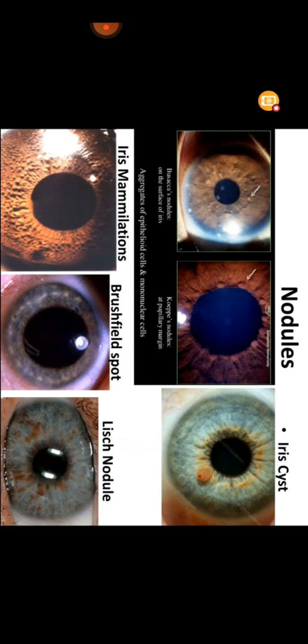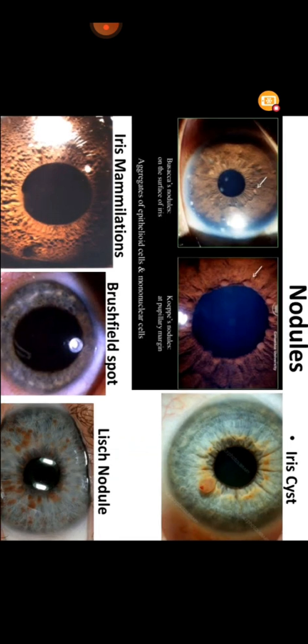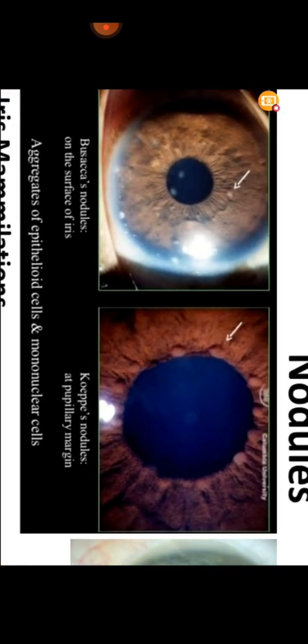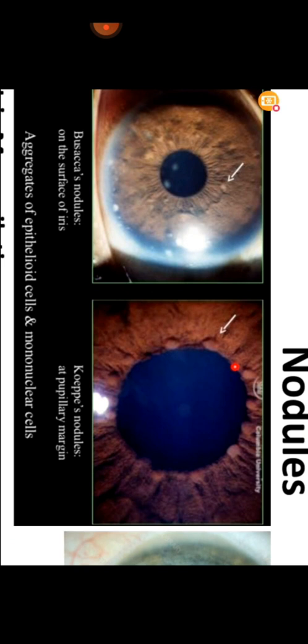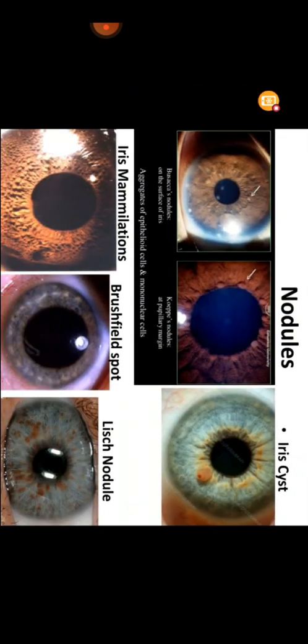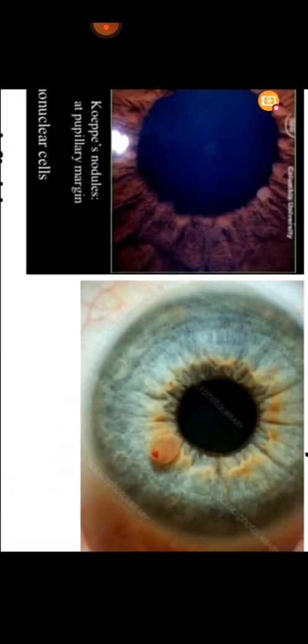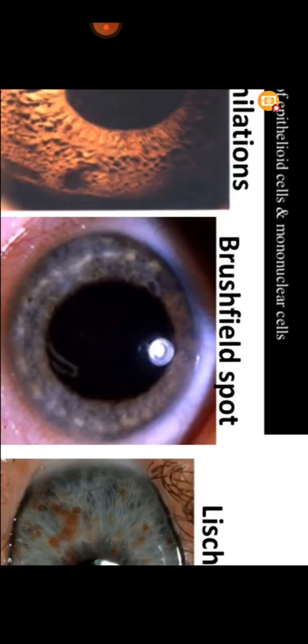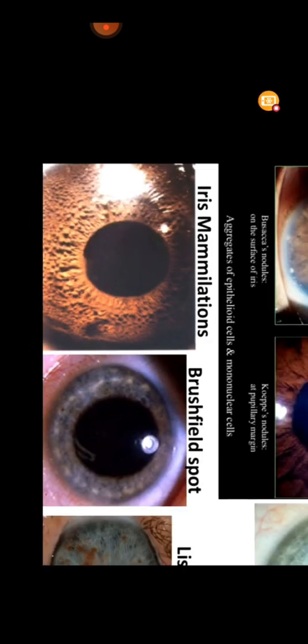Now check for the presence of nodules. The most important thing you need to understand is the presence of nodules. You can see nodules at the pupillary margin, which we call Koeppe nodules, or on the surface of the iris, which are called Busacca nodules. Both are usually seen in inflammations of the iris. Then you can also see an iris cyst, or iris mammillations.